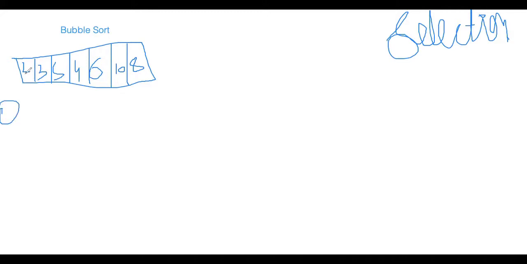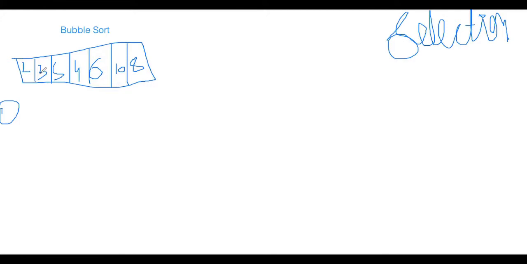2 and 3. And what do we mean by out of order? If we are talking about sorted, if we are talking about ascending order, it means the first element of that pair should be lesser than the second element, right?